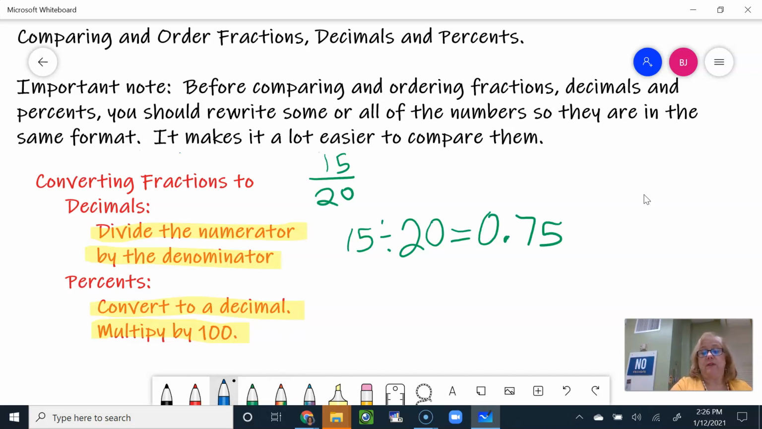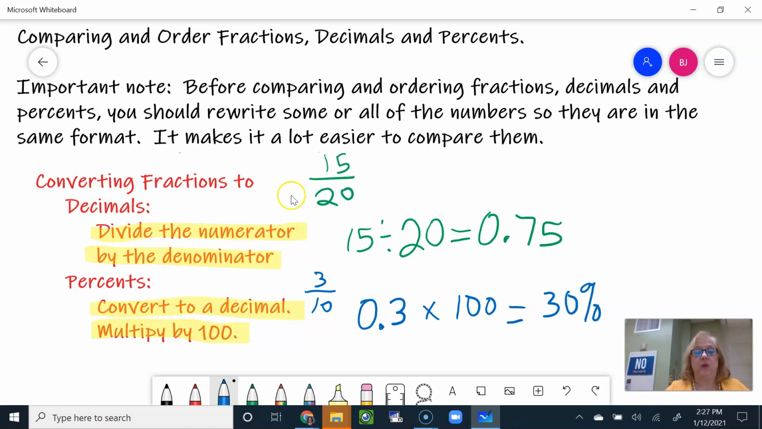So if I were going to convert a fraction to a percent, if I had 3 over 10, that's 3 tenths, T-E-N-T-H-S, 3 tenths. So that would be written as 0.3. That's 3 tenths. And then you multiply that times 100. You would get 30%.